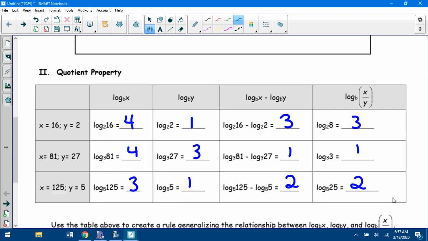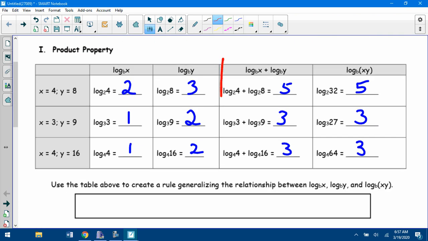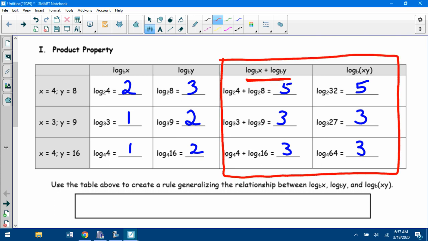Okay, so let's see what we just found out. It's not a coincidence that these last two columns are the same. And look at the headings. If I have log base b of x plus log base b of y, that comes out to be the same as log base b of x times y. So look what that means. Log base b of 4 plus log base b of 8. The base is 2, so the base has to be the same, which they are. In all these cases, the bases are the same. The numbers inside, if there's 2 logs added, that's the same as 1 log with those numbers, x and y, multiplied. 4 times 8 is 32.